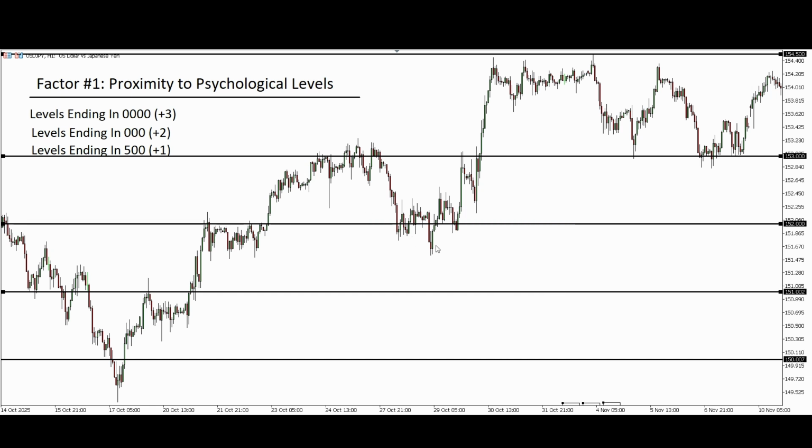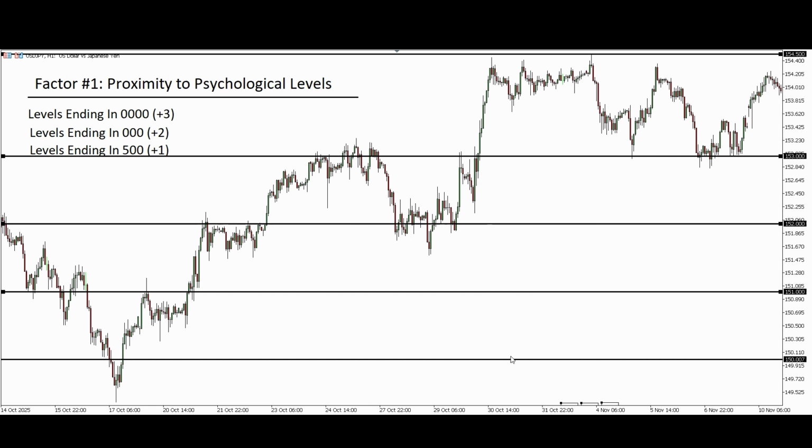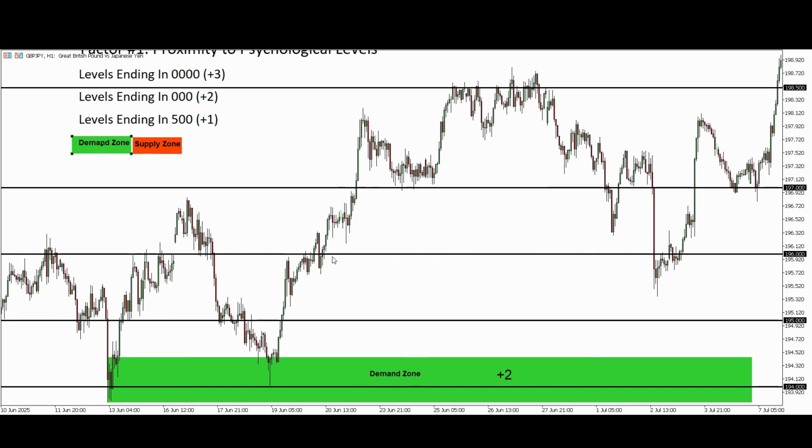So when your zone forms right on top of one of these levels, the probability instantly spikes. Why? Because now you don't just have a zone, you have a zone plus a liquidity magnet, a level the institutions actively care about, and a level the market has a reason to react to. So if your zone is sitting at a psychological level, the odds shift heavily in your favour. If it's floating in the middle of nowhere, that's usually a red flag and it gets filtered out. So this is the first and most foundational rule, because the strongest zones don't just appear anywhere, they appear where money is already concentrated.